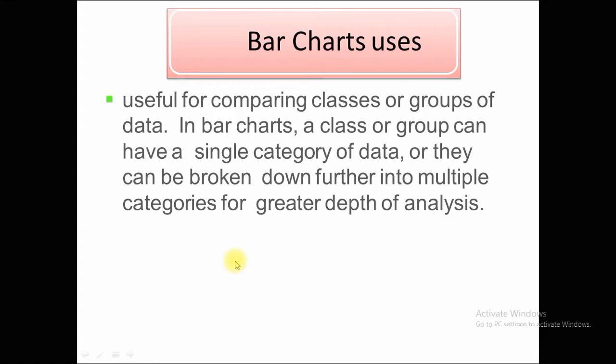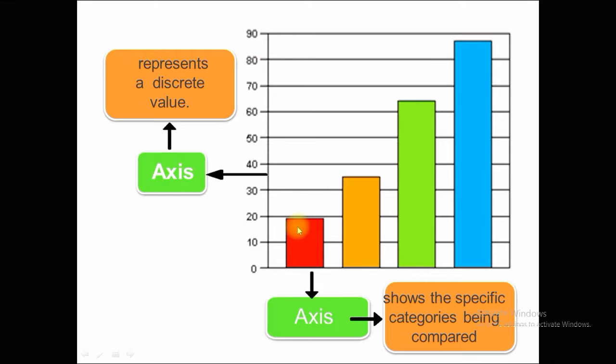Now, what are the uses of bar charts? Bar charts are useful for comparing classes or groups of data. In bar charts, a class or group can have a single category of data, or they can be broken down further into multiple categories for greater depth of analysis. Now, this is a simple bar chart.